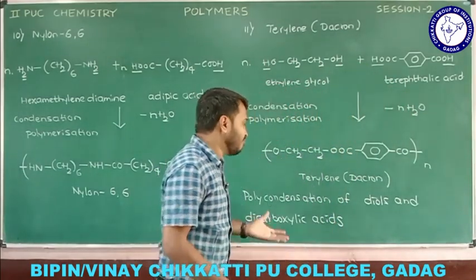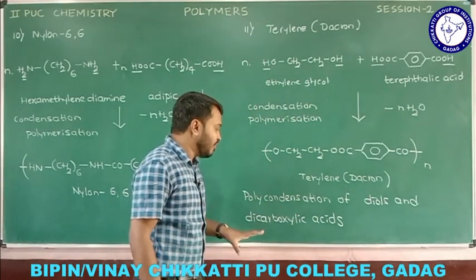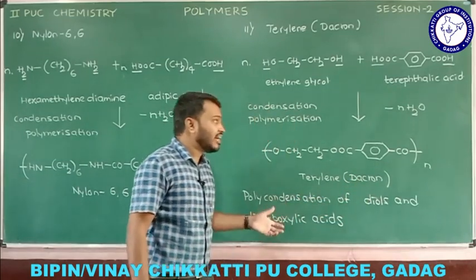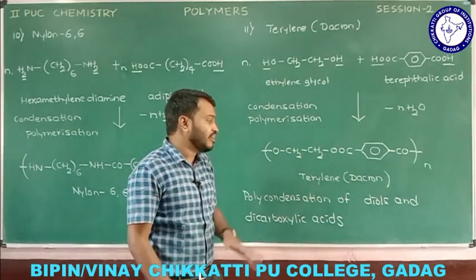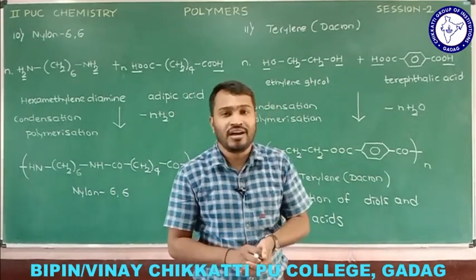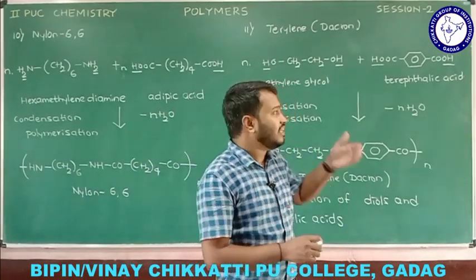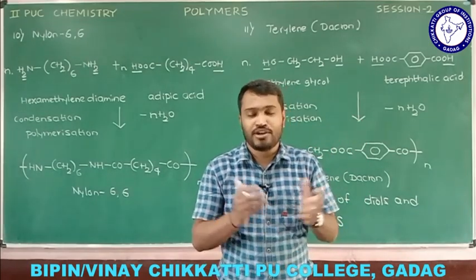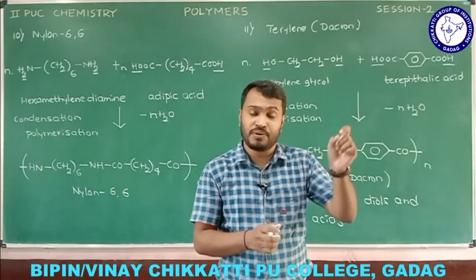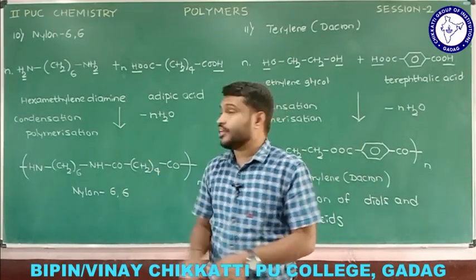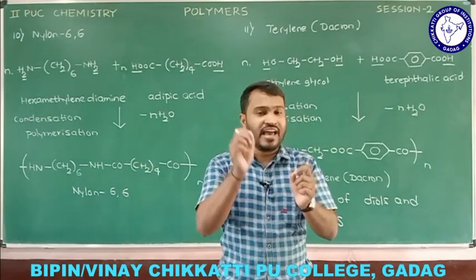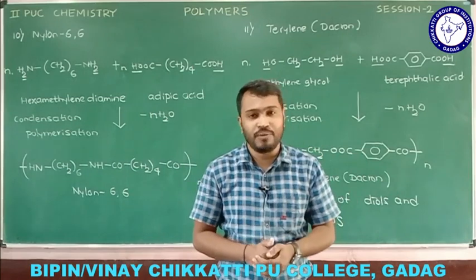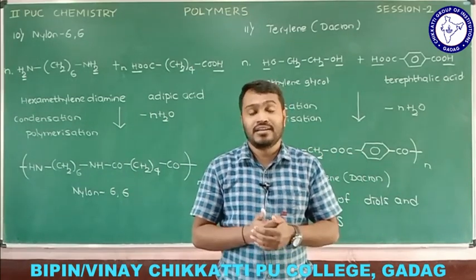So polyester can be defined as the polymer which we get by polycondensation of diols and dicarboxylic acid, and the best example we can give is terylene or Dacron. That is also a very hard and tough substance. We use this terylene or Dacron in a number of fields, and the other one would be nylon 66. Remember, if they ask the question to name the monomers of terylene or Dacron, your answer should be ethylene glycol and terephthalic acid.